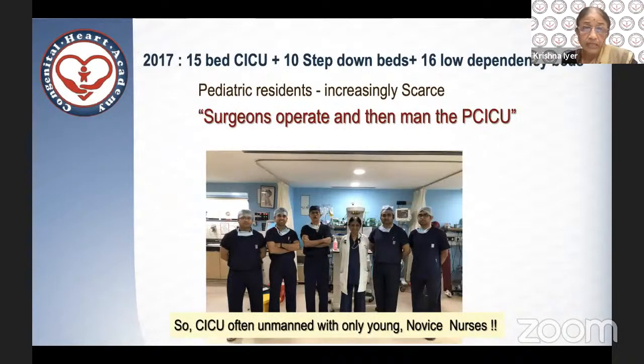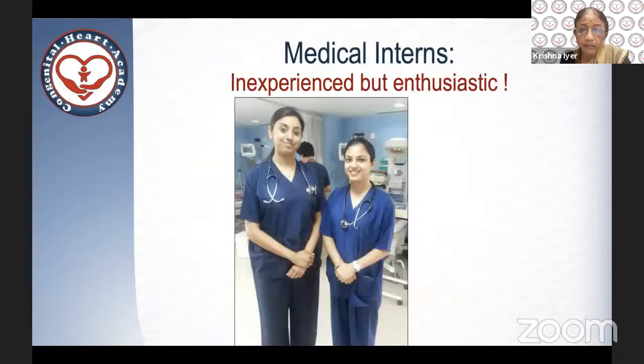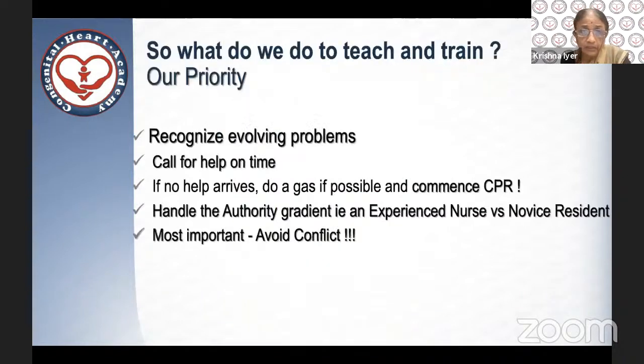So we now increased our intensive care beds. So 15 bedded intensive care, 10 step-down beds, and 16 low dependency beds. Pediatric residents became increasingly scarce, and we can discuss why that is so. And so surgeons then had to operate during the day and then man the intensive care unit by night. So the cardiac intensive care unit was often unmanned during the day with only young novice nurses, and supported by medical interns who were very inexperienced. They're not even pediatricians, but they're just fresh out of medical school, but incredibly enthusiastic.